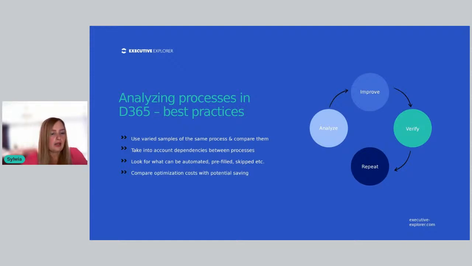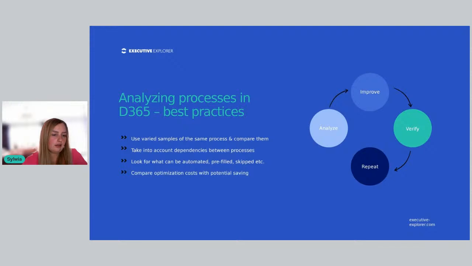Then, of course, during the analysis, we have to look for what can be automated, pre-filled, skipped. Generally, it's not like you have one big issue with the process that will solve all the problems that users have and bring great results. Generally, there are a lot of small problems, small steps like repetitive work, some redundant work, which through small improvements can bring some great results.